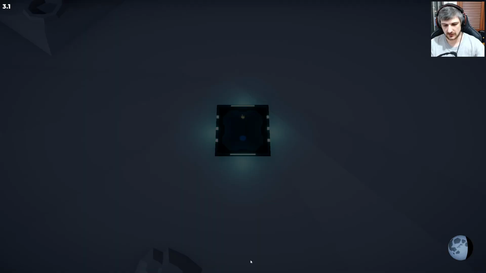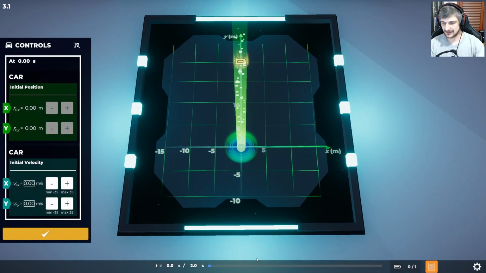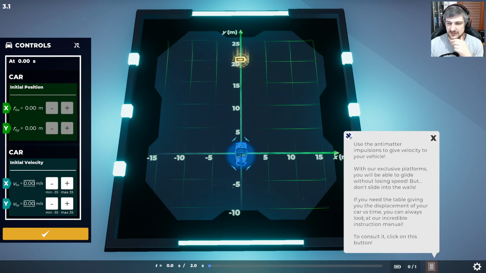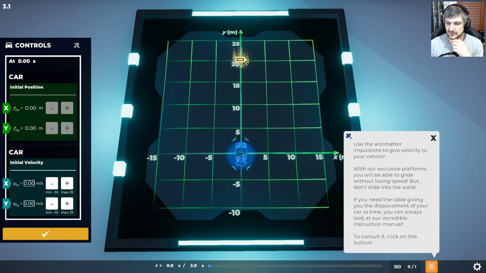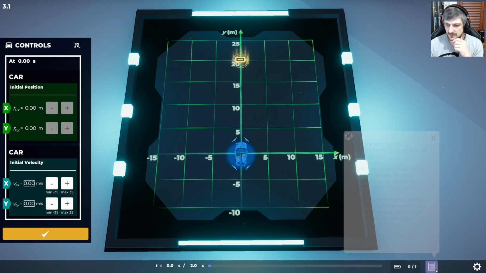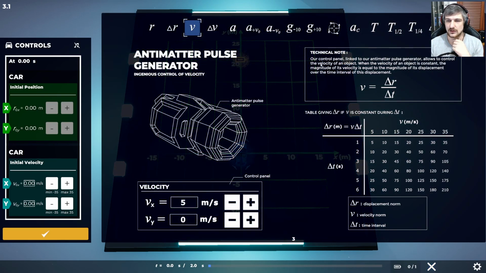There we go. So this is where it's going to get tricky. E equals mc squared. Use the antimatter impulsions to give velocity to your vehicle. With our exclusive platforms, you'll be able to glide without losing speed, but don't slide into the walls. Okay. Technical note, our control panel. Oh, we already read this one. Our control panel linked to our antimatter pulse generator allows to control the velocity of an object.